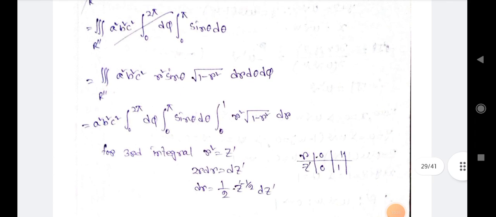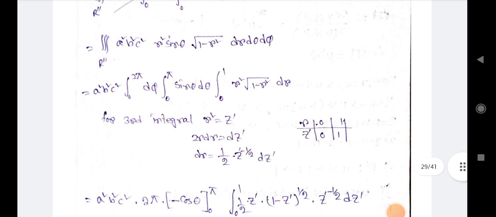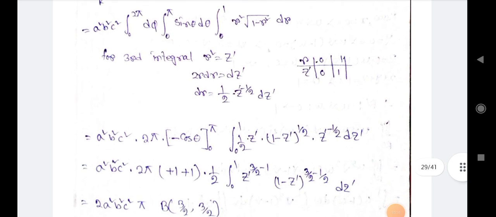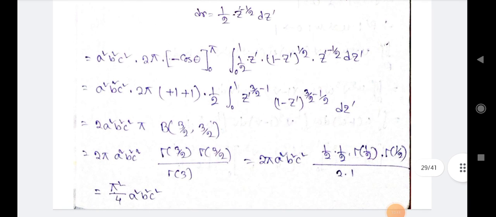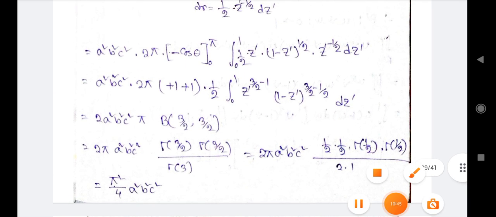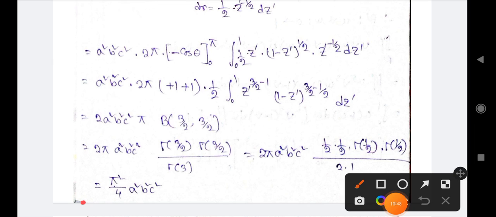Then putting these limits, then let r square equal to z dash, and then solving, applying the beta gamma function, we get the answer 1 by 4 pi square a square b square c square. This is our answer.